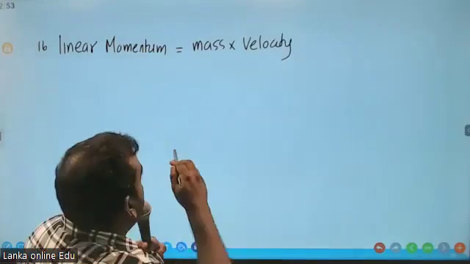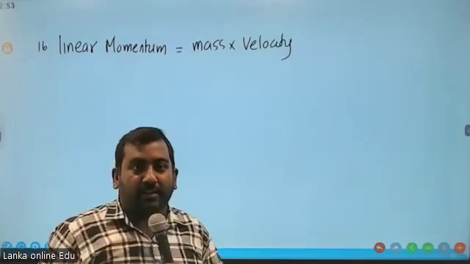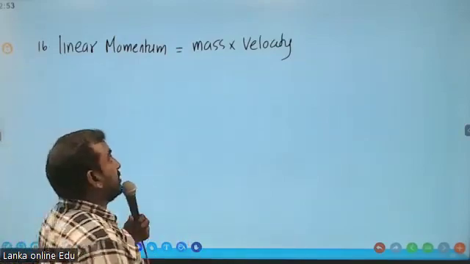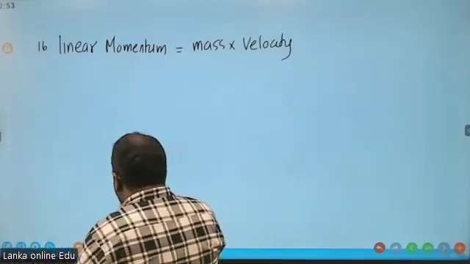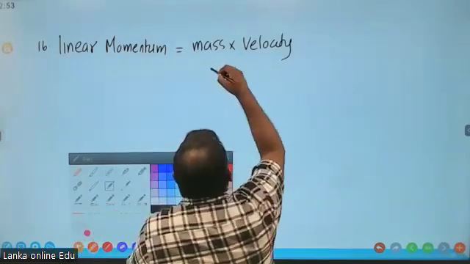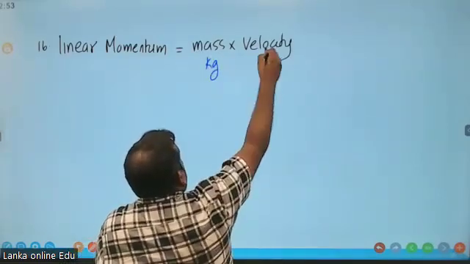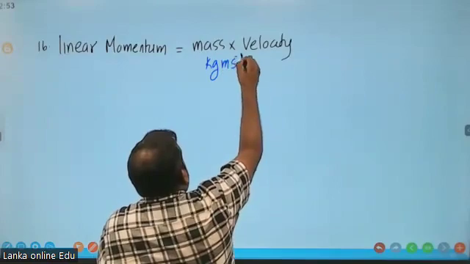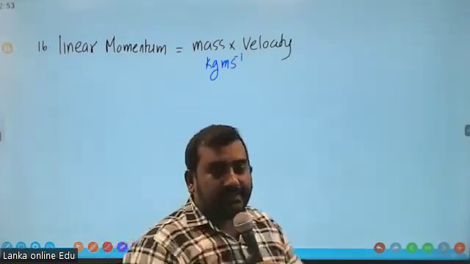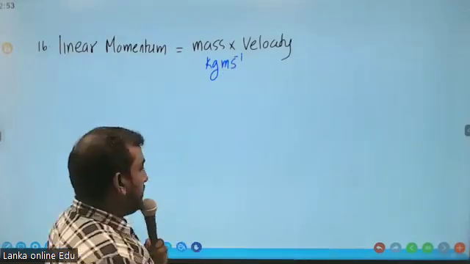So the linear momentum is given by this equation, mass into what? Velocity. Mass into velocity. At once I'll put the units too, it's easier. Mass is measured in kilogram. Velocity is measured in meter per second. So kg m s^-1.